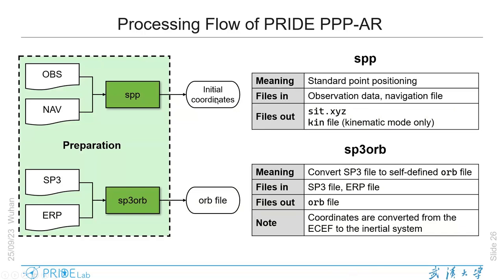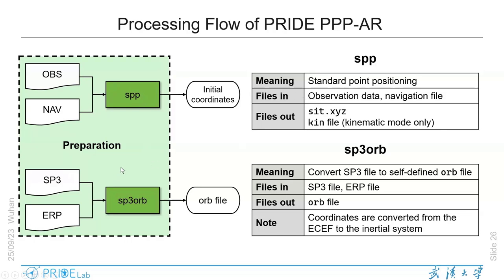Then before we start the parameter estimation, we need to run two programs, SPP and SP3Orb. SPP stands for Standard Point Positioning. It's a simple processing with navigation files to get the initial coordinates as well as the time range of the observations. It's all the basic prerequisite information for further processing.